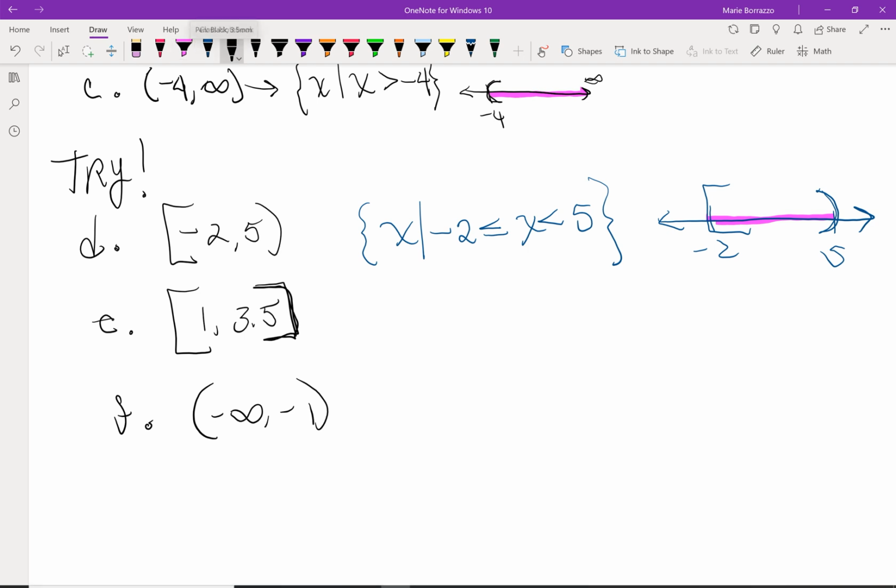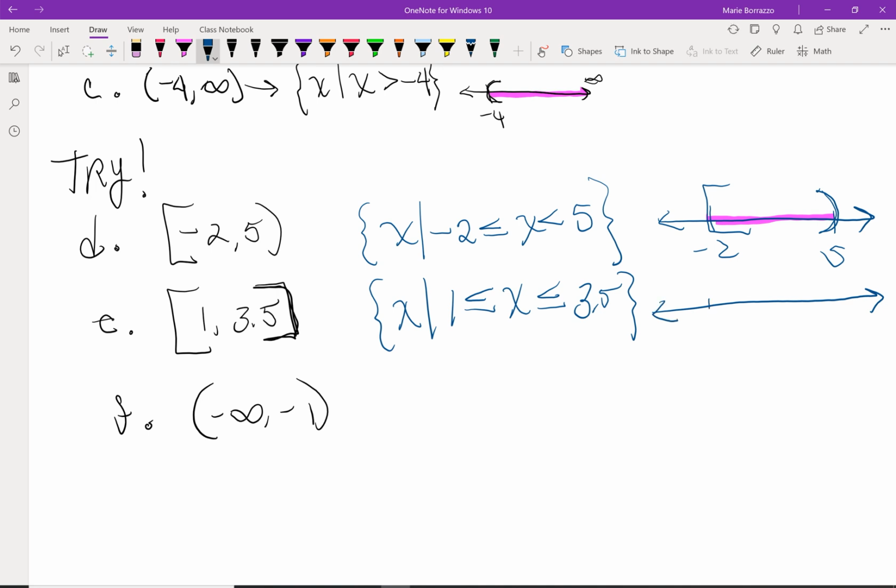All right. For part E, in this case, both are inclusive, so x is in a set of values where x is greater than or equal to 1, but less than or equal to 3.5. All right, once again, here's your number line. Here's 1. Here's 3.5. You have a bracket on this side, a bracket on this side, and we're looking at all the values in between being inclusive.